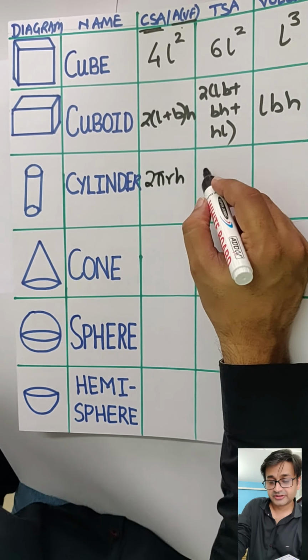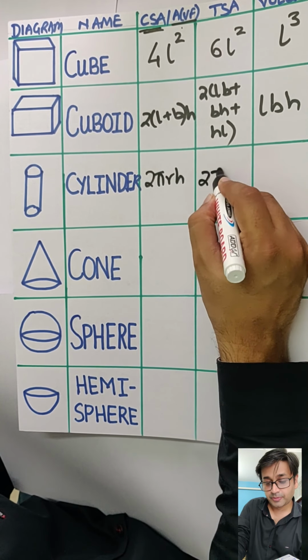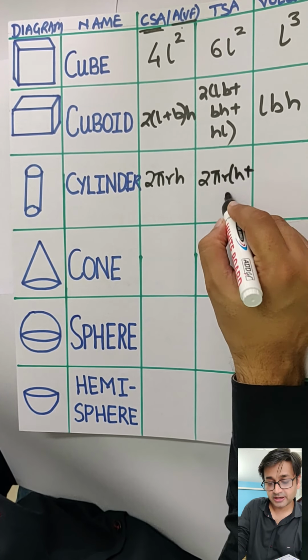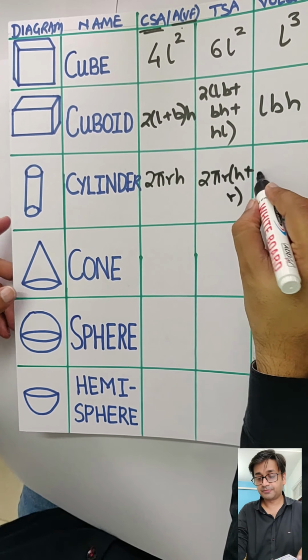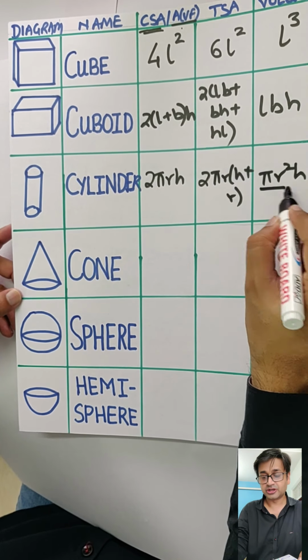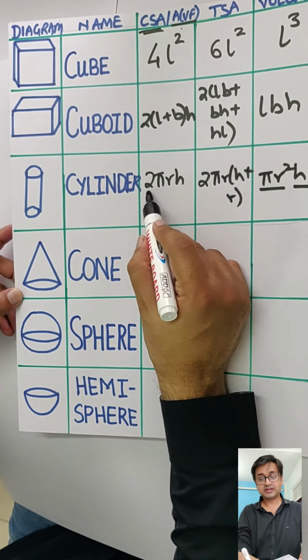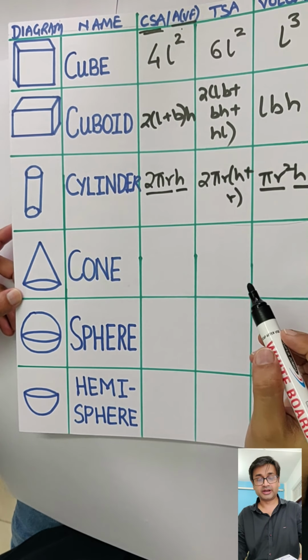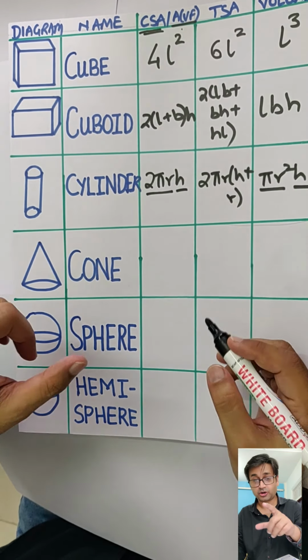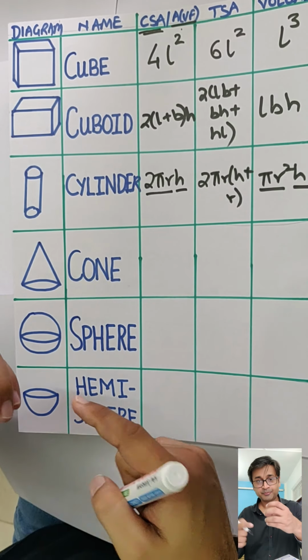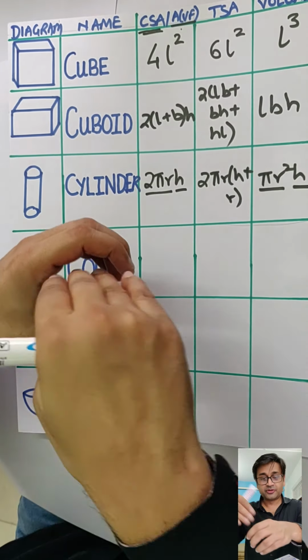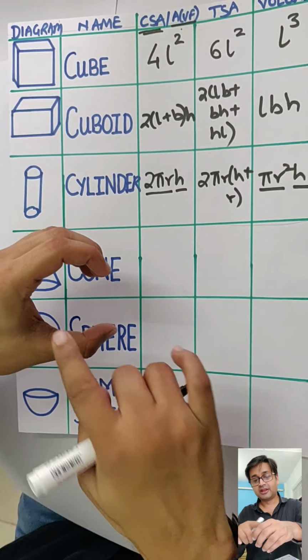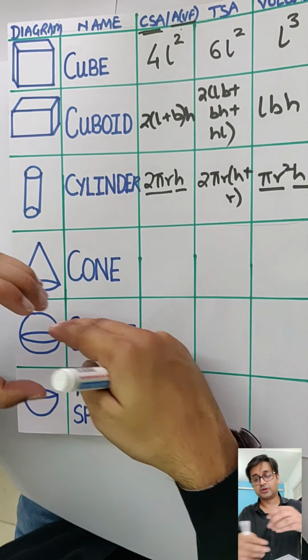What will be the total surface area? Can you do it? 2 pi r h plus r, and the volume is pi r square h, area into height. This is 1 circumference into height. That's your curved surface area. I taught you, 1 perimeter into height is the surface area, whereas if you want to find the volume inside, then 1 area of the circle into height.